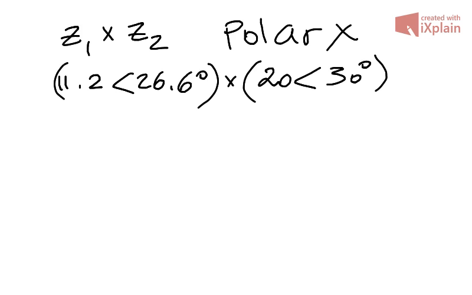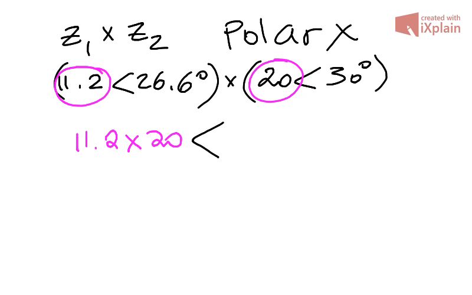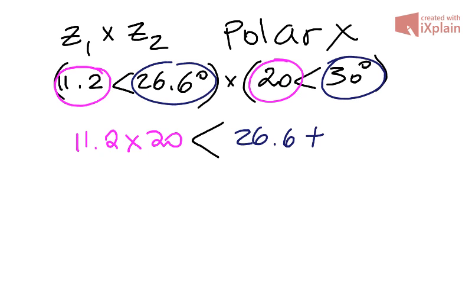Now here is where multiplication with polar form is really easy. The magnitudes we multiply, so we would do 11.2 times 20. The angles we don't multiply, we simply add them. So 26.6 plus 30, both in degrees.